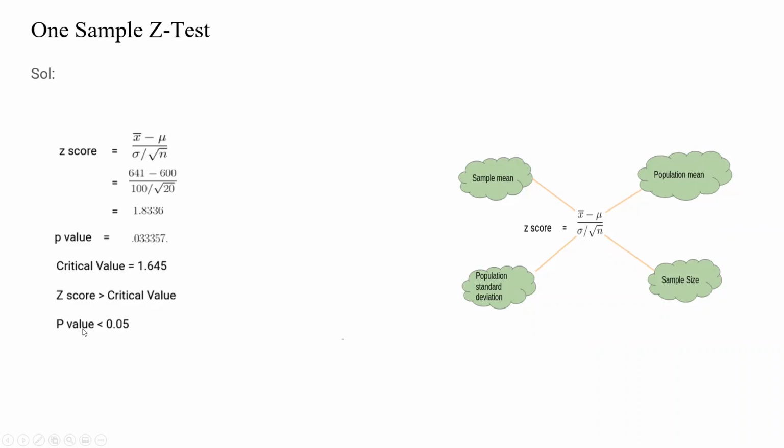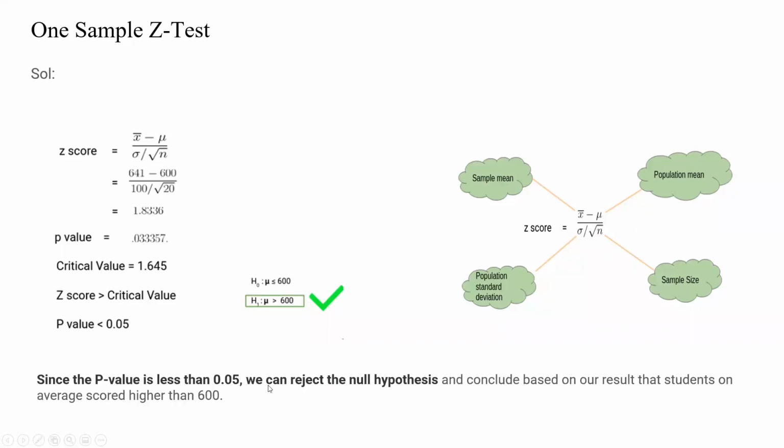So we can see that the p-value at the moment is less than 0.05. So that means, based on our analysis and previous discussions, we know that we can go ahead and reject the null hypothesis and accept the alternate hypothesis. So that basically tells us that our students on an average scored greater than 600 marks.